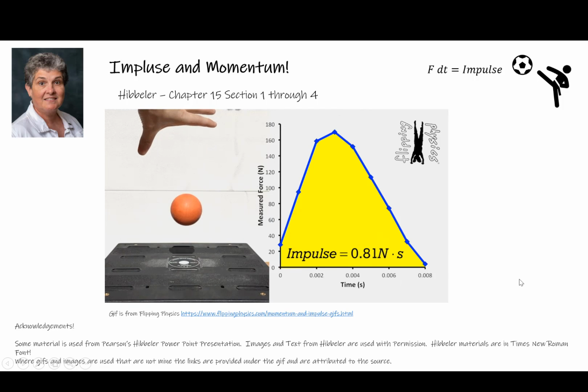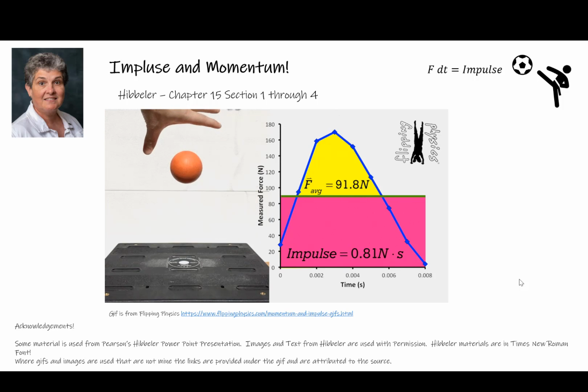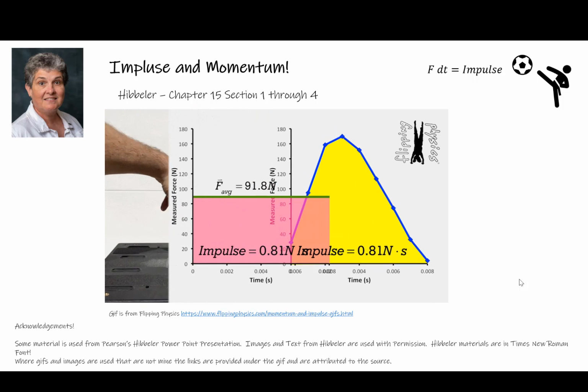We've hit chapter 15, and this particular PowerPoint is over sections 1 through 4.